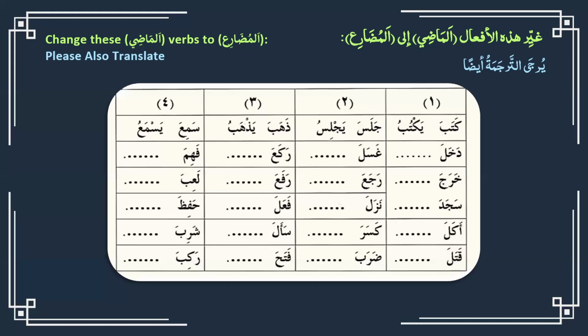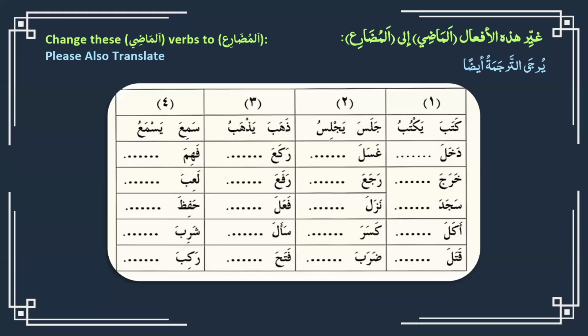I forgot what dakhala means. He entered. Oh yeah, dakhala, he entered. And yadkhulu, he will enter, or he enters. For now, you just say he enters. Okay. Make it kharaja, present tense. Make it present tense only. Kharaja, he went out, he left. Keep going. Yakhruju, he leaves. He left and he leaves.